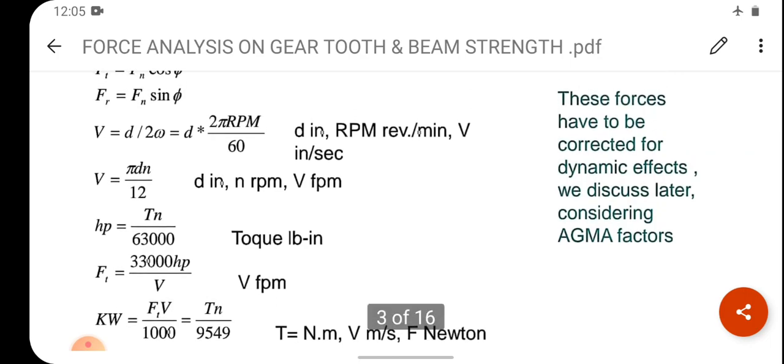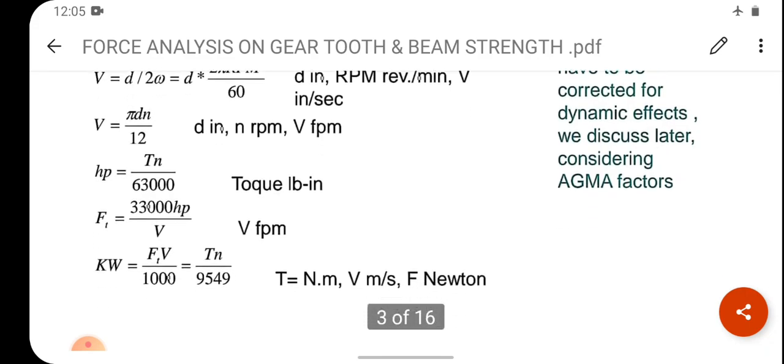So, these forces have to be corrected for dynamic effects. Here, I am only considering static effects. So there is a multiplication of dynamic factors, various load factors. Corrected for dynamic effects, we will discuss later considering the AGMA factor.